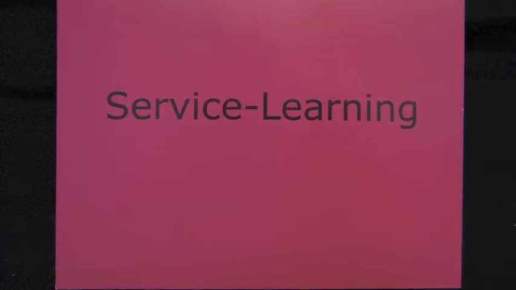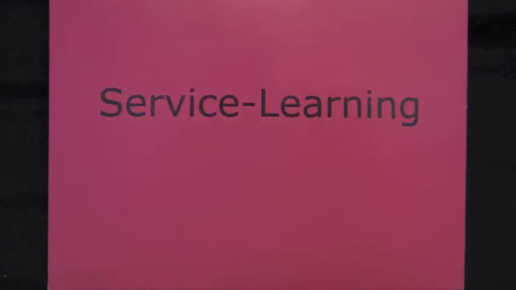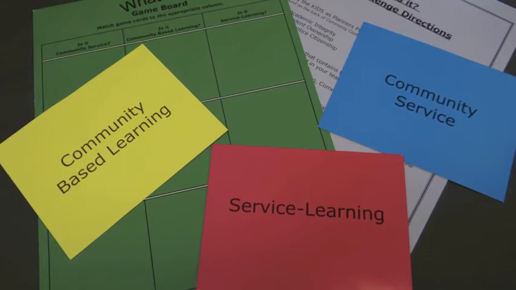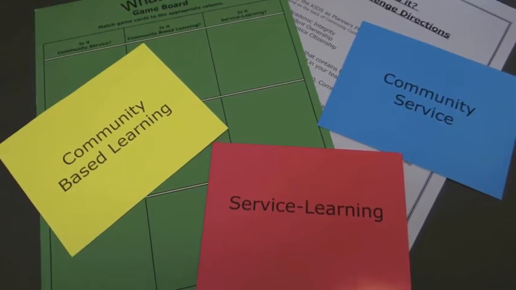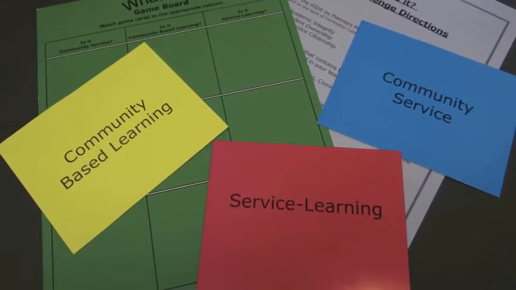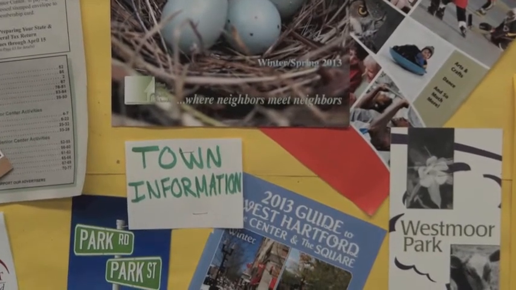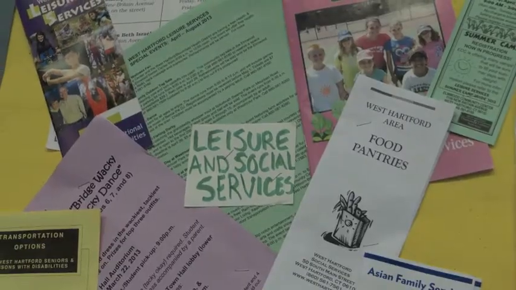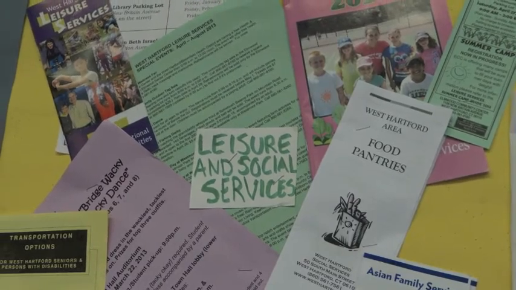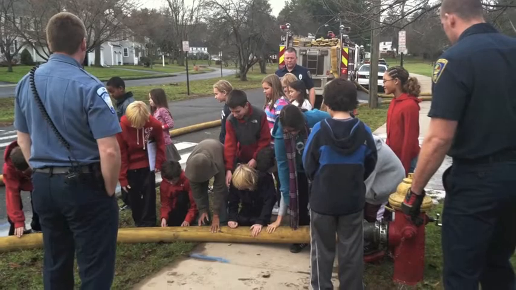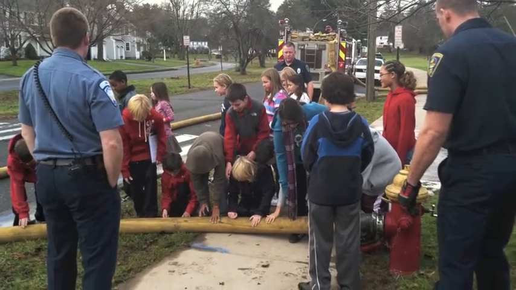Service learning follows a multi-step process. The first task is to help students define service learning. A game is used to help them see the difference between community service, community learning, and service learning. Next, the students explore the community and discover problems of need. This year, we're looking at how our town welcomes new residents. Last year, we explored how to keep the town safe through fire hydrant snow removal.